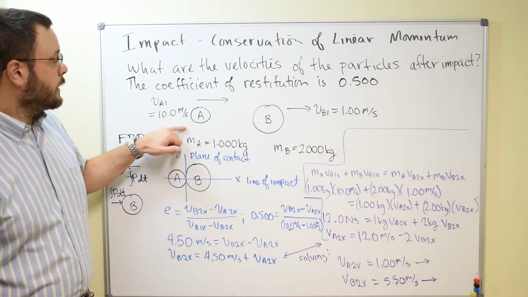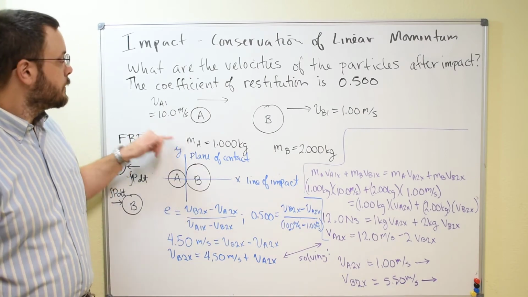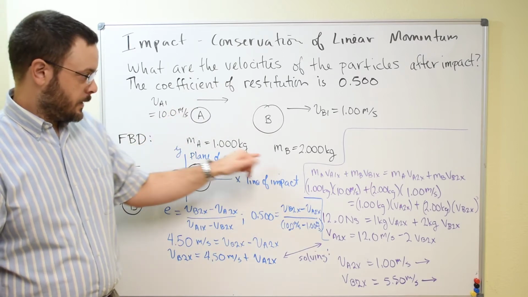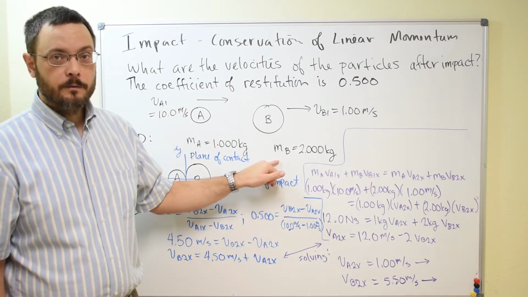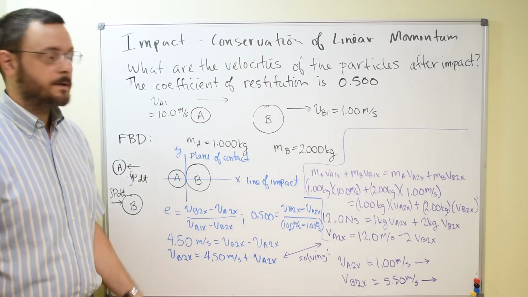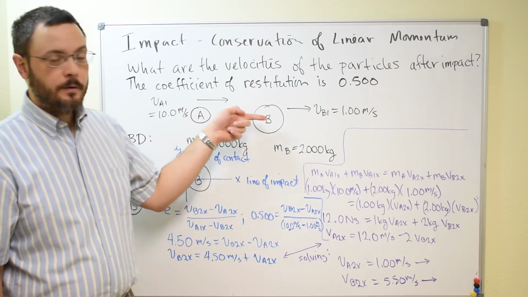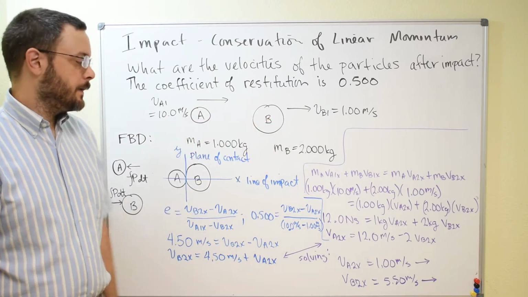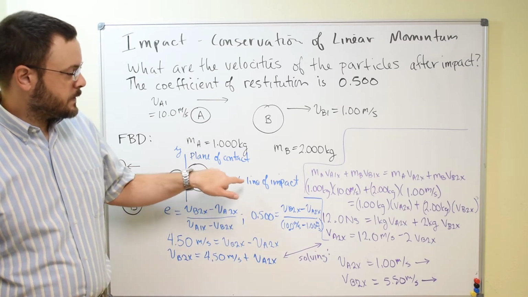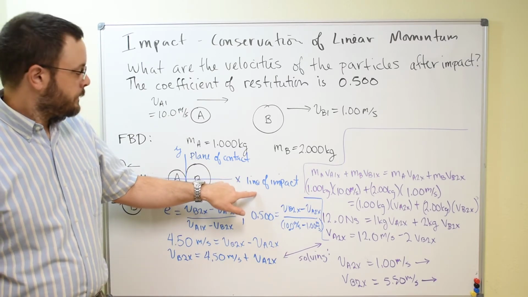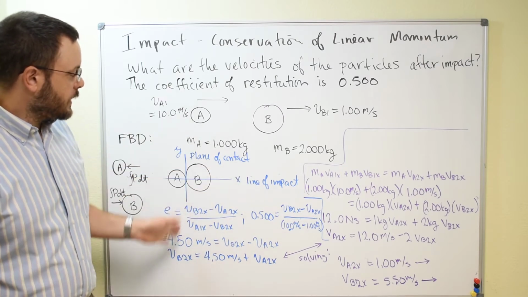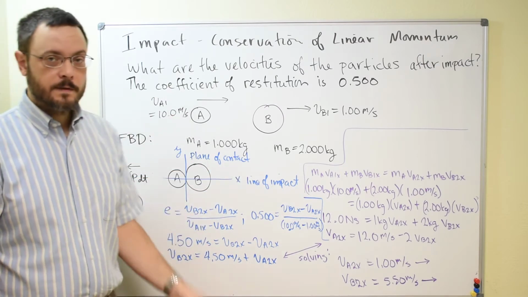Particle A has a mass of 1 kilogram and is moving in this direction at 10 meters per second. Particle B has a mass of 2 kilograms and is moving in this direction at 1 meter per second. At some point particle A overtakes particle B and they connect. If we draw a line through the mass centers, that gives us the line of impact. And then if we draw a line perpendicular to that, that gives us the plane of contact.